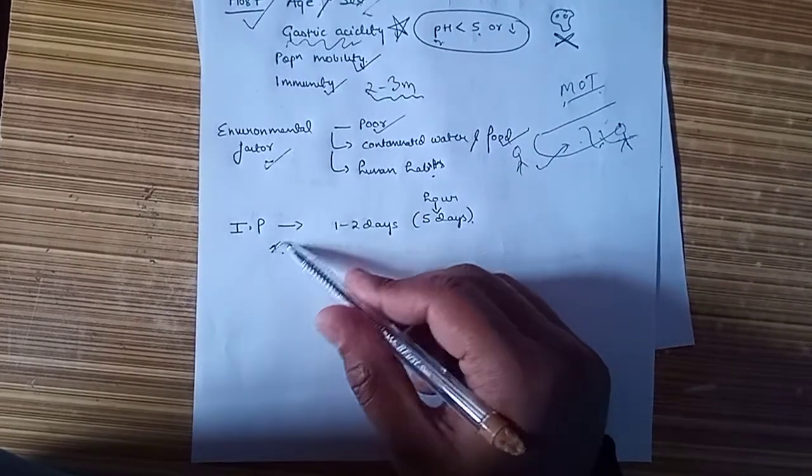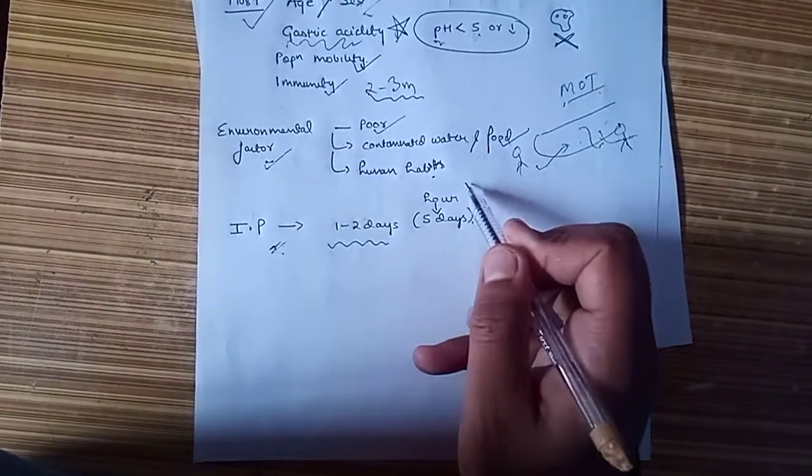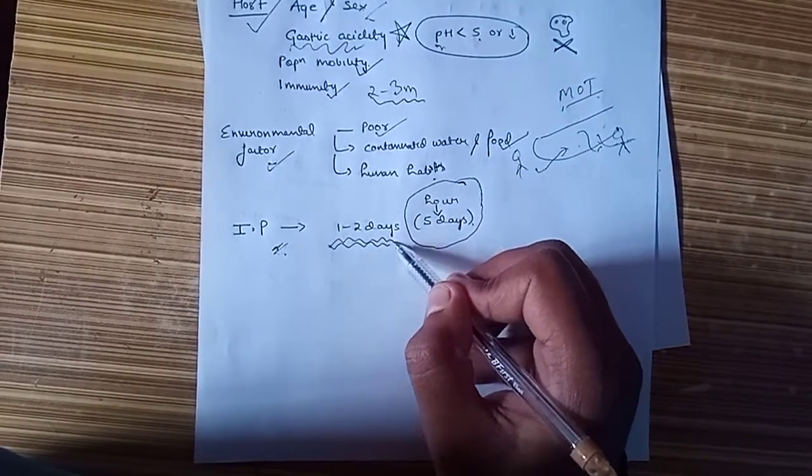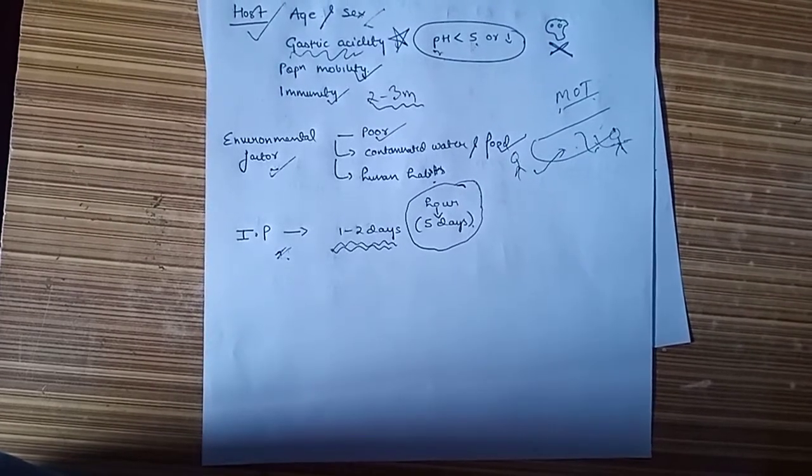Incubation period of Vibrio cholerae ranges from a few hours to 5 days, but normally it is within a range of 1 to 2 days. So this is what we needed to know about determinants of cholera.